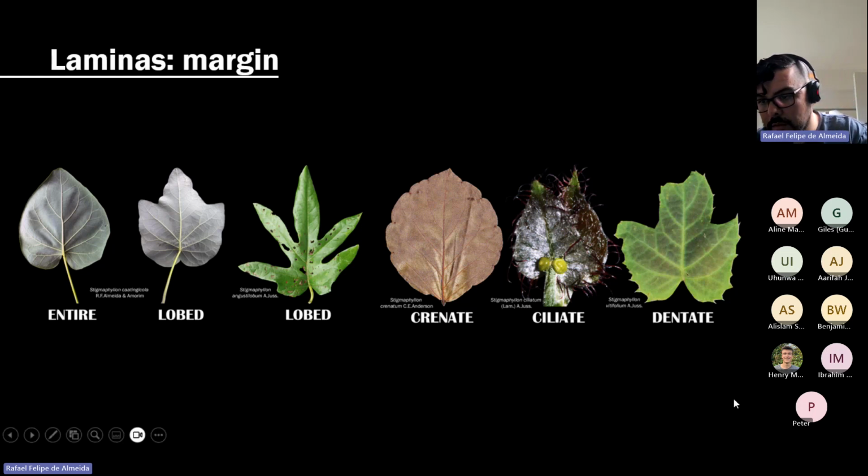Or here the margins could also be dentate. In Africa, most genera, they don't show any kind of different morphologies in the margins except for Stigmophyllum, the crazy one. So watch out for them.